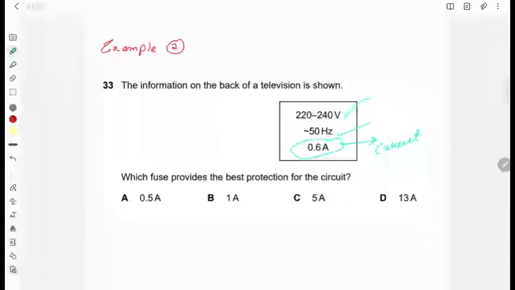Which fuse provides the best protection for the circuit? Always remember that the fuse is always slightly above the current which is flowing through the appliance. So if you take 0.5 ampere, this is not correct because it is less than 0.6 ampere and the fuse will not work. 13 ampere is again too big. 5 ampere is also too big, and 1 ampere is close to 0.6 ampere, slightly above. So this is the best choice.